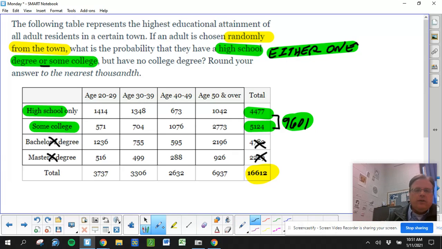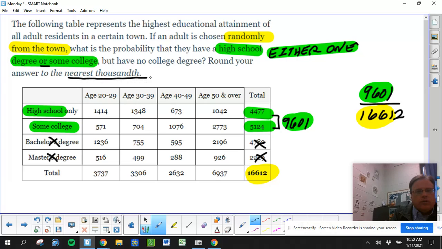All right, well, what do I need to do? Well, I need that partial green. That's the people in the town that have high school or some college over the total of everybody in town. So that's 9601 over 16612. And then we got to see that this problem says give your answer to the nearest thousandths, which is 2 decimal. Nope. What a lie. 3 decimal places because it goes tenths, hundredths, thousandths. Come on, Presley. 3 decimal places.